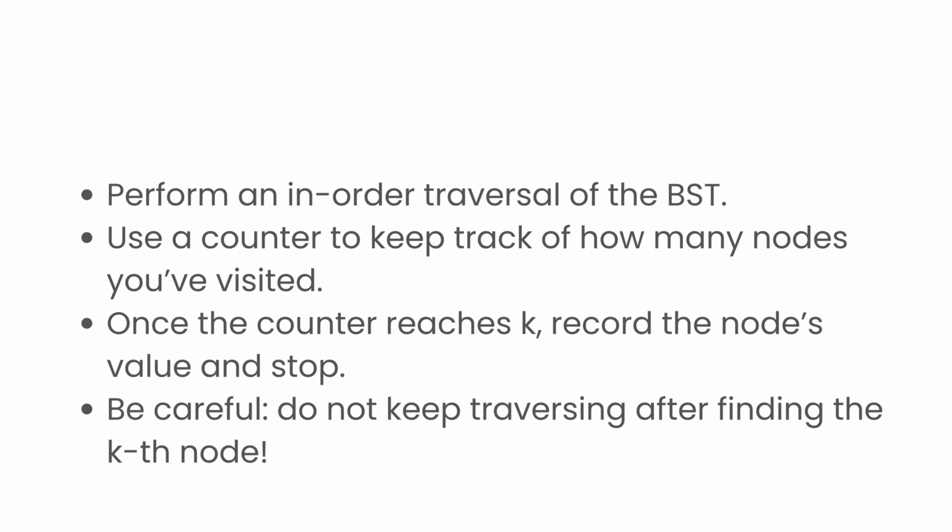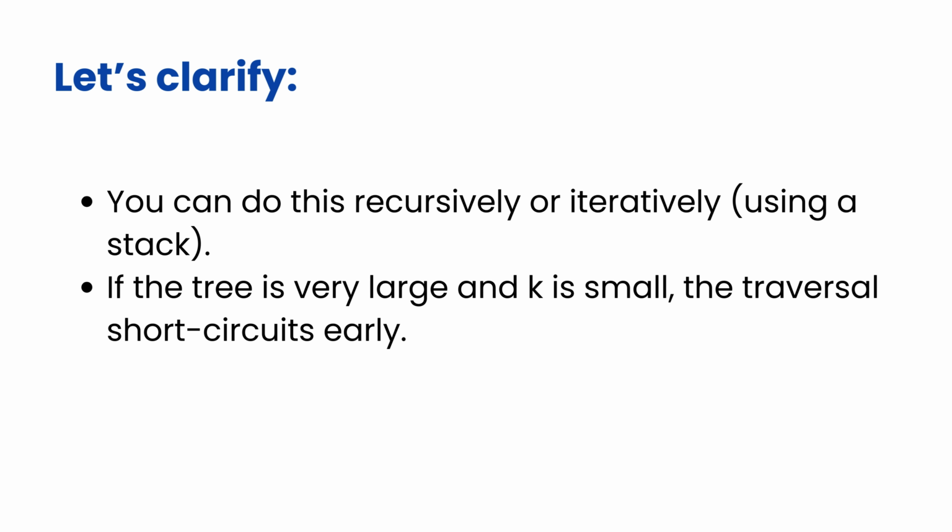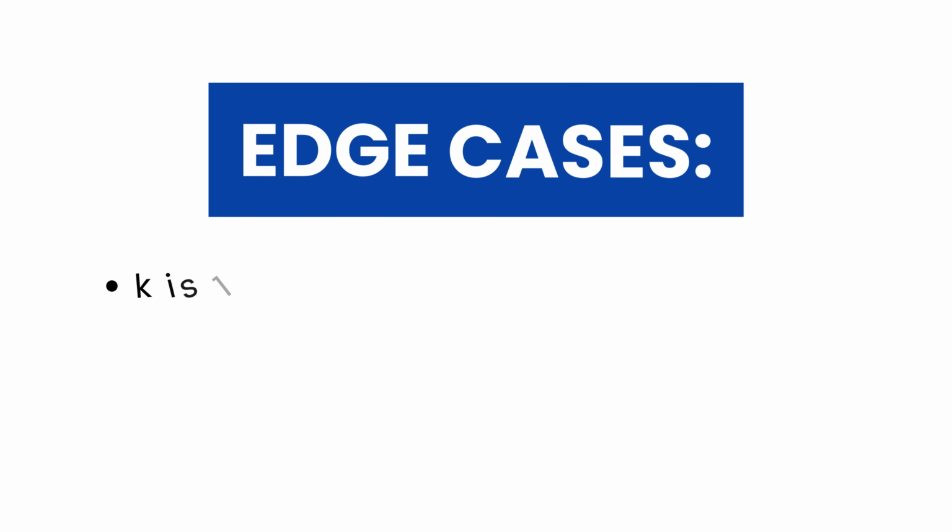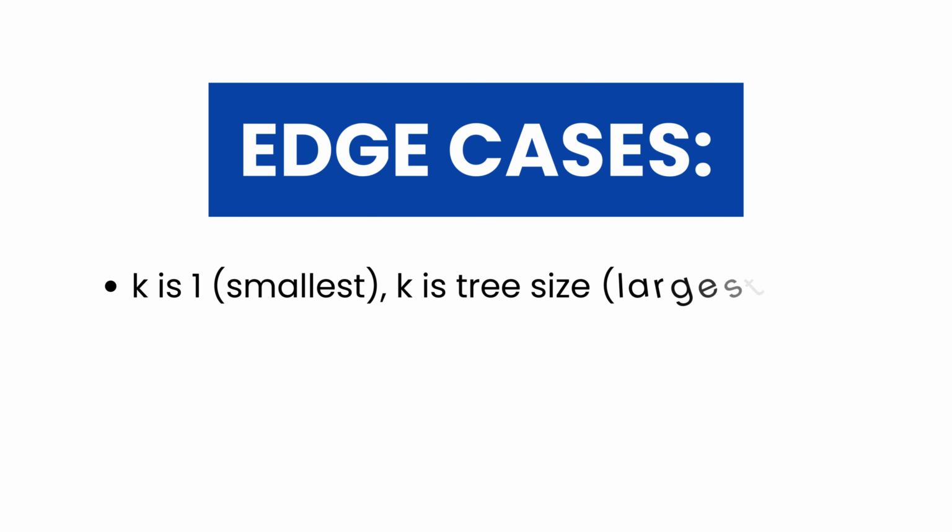Let's clarify. You can do this recursively or iteratively, using a stack. If the tree is very large and k is small, the traversal short-circuits early. Edge cases: k is 1, the smallest, and k is the tree size, the largest.